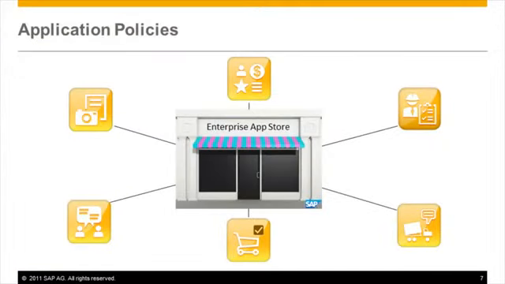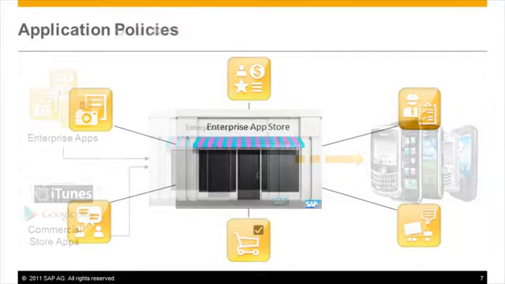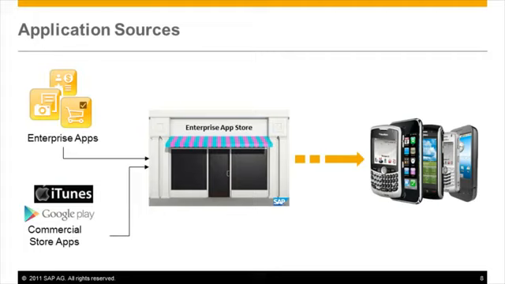In Afaria, applications are deployed by means of application policies, which define both commercial and enterprise application packages. The policies determine which applications are available for devices to browse and install. App policies can also be deployed by what becomes effectively an internal app store. There are two sources for apps available with Afaria. Apps can be sourced as either internal apps or sourced from commercial app stores such as iTunes or Google Play.